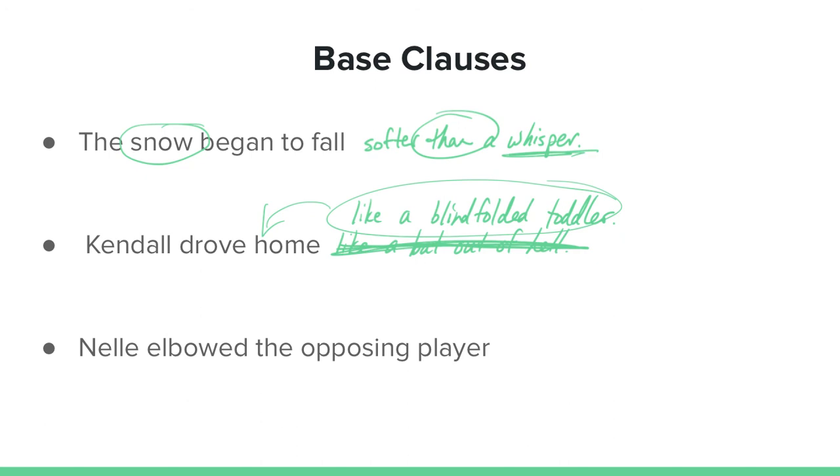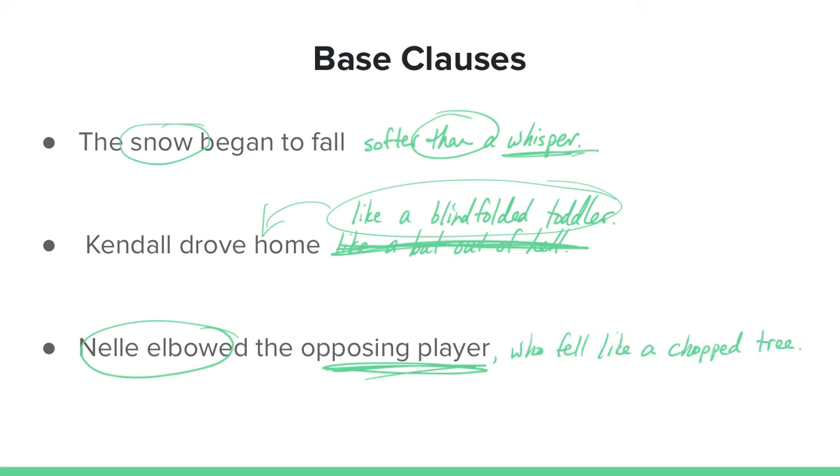Now for this next one, it says Nellie elbowed the opposing player. Maybe I don't want to do a simile about Nellie elbowing. Maybe I want to do a simile about the opposing player. Nellie elbowed the opposing player, who fell like a chopped tree. So here's our simile. And it creates an image of a person just toppling over after Nellie elbowed her. So we're going to practice trying to use similes to make our writing feel more creative, fresher, more alive. Mindeman out.